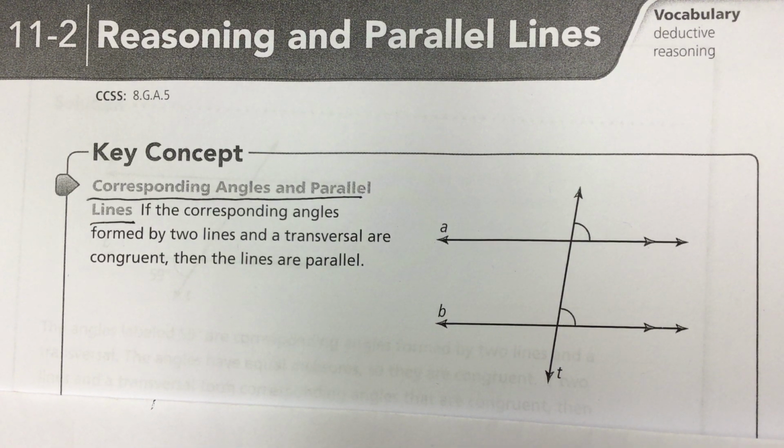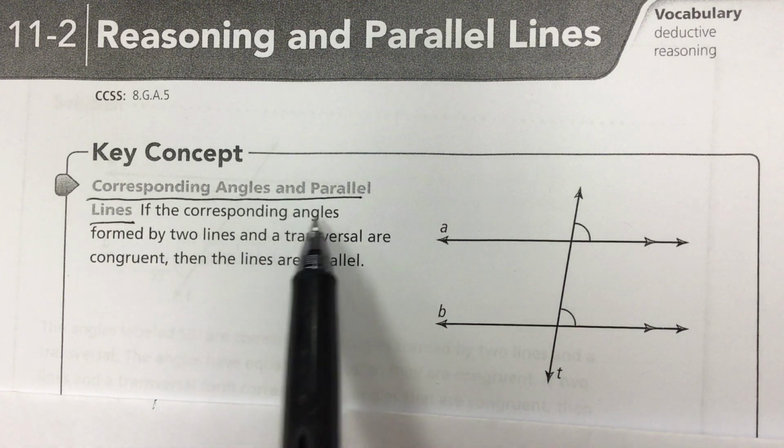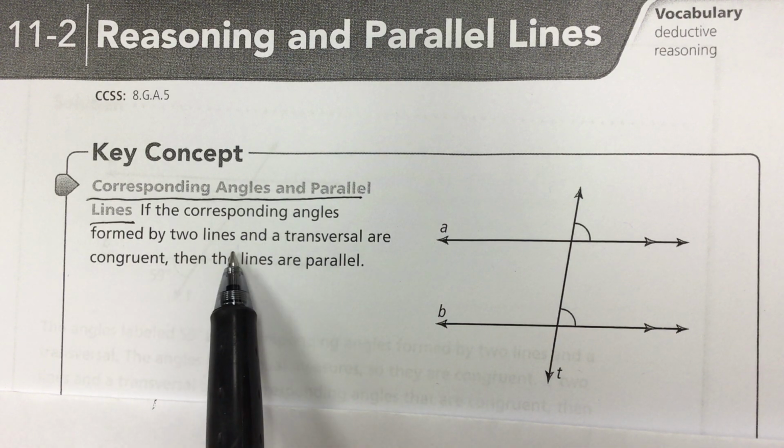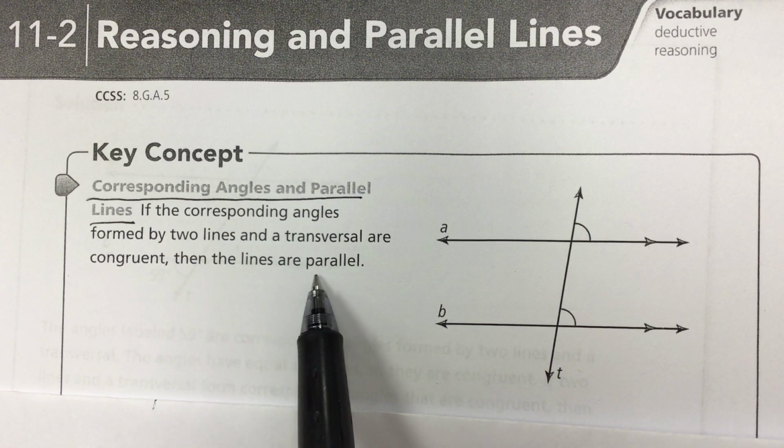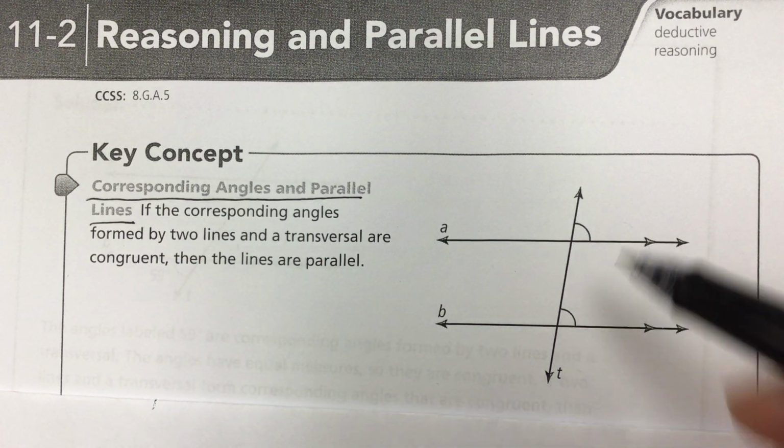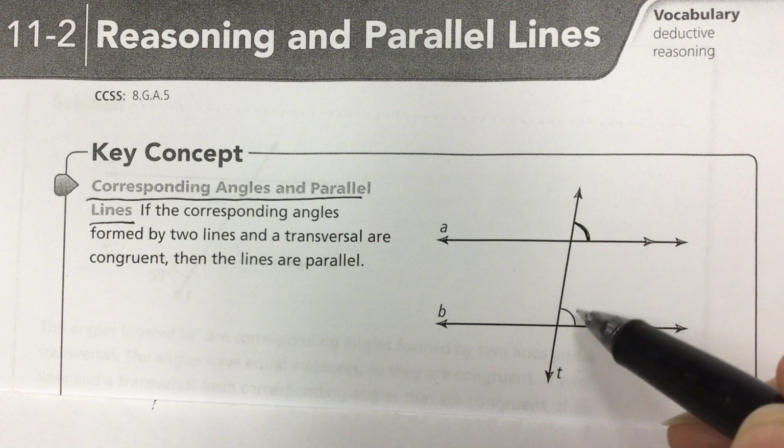Previously, we were told that if lines are parallel, then corresponding angles are congruent and alternate interior angles are congruent. But in this section, it's telling us if the corresponding angles formed by two lines and the transversal are congruent, then the lines are parallel. So here we have corresponding angles.